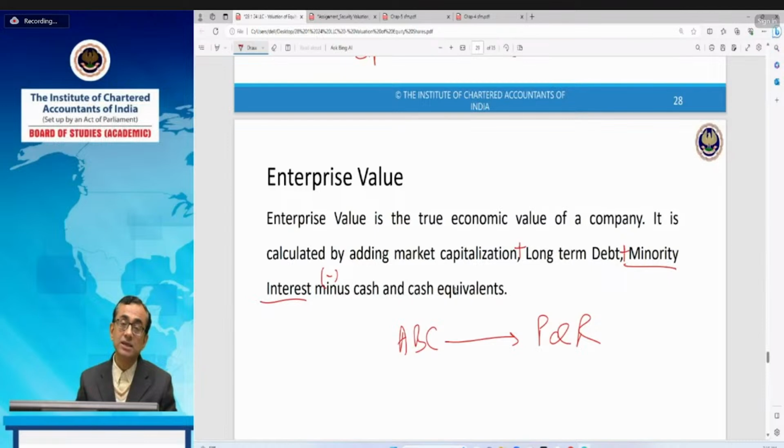Minus cash and cash equivalent. That cash and cash equivalents are also deducted because if PQR is acquiring this ABC Limited, then some amount of cash is also required to be paid for the expenses, the obligations of the company. Therefore, cash and cash equivalents are deducted from this while calculating this enterprise value.